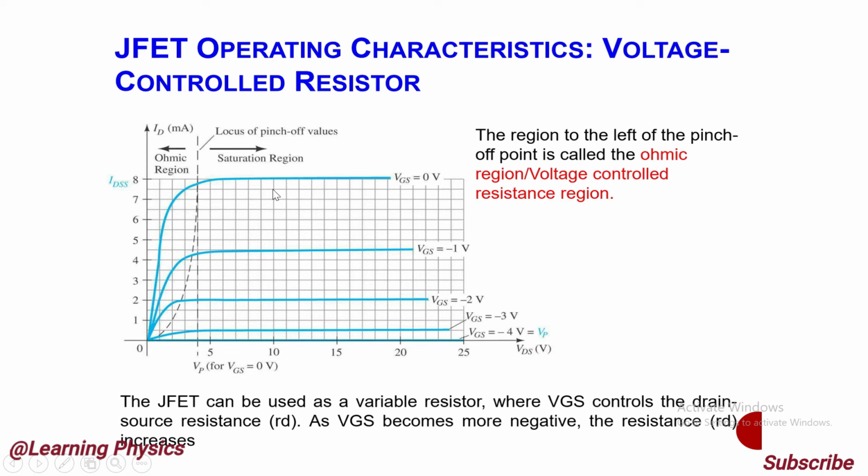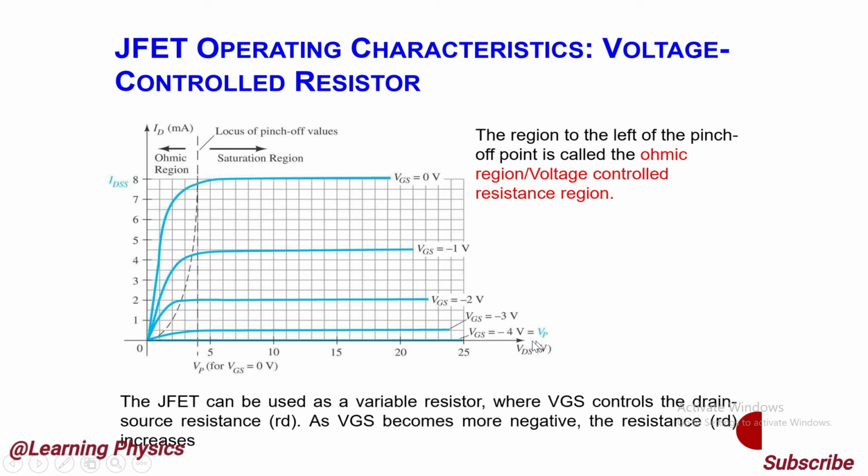And here we can say that the JFET can be used as a voltage-controlled resistor. This is the first curve, when the value of VGS is zero, and the device goes to the saturation region. Then when we apply VGS equal to minus 1, the device goes to saturation more quickly. Then we increase to VGS equal to minus 2, minus 3, and the device goes to the cutoff region, or turned-off region, when VGS is equal to minus 4.